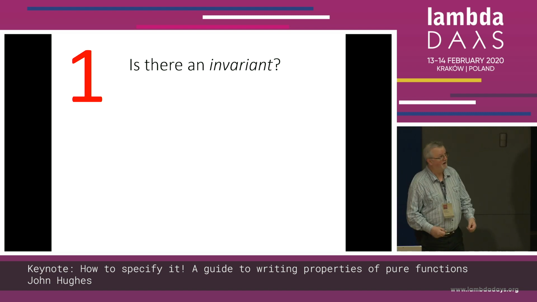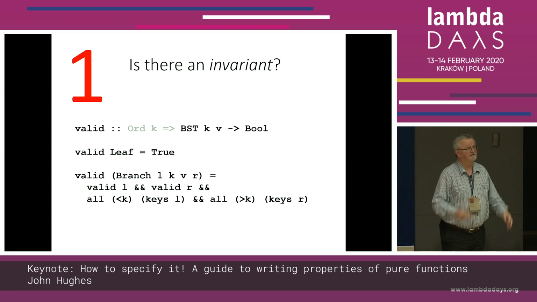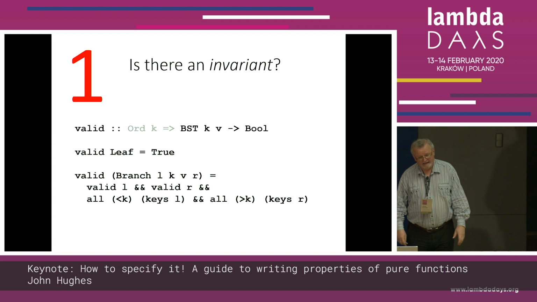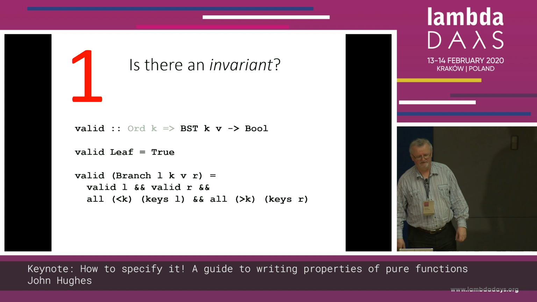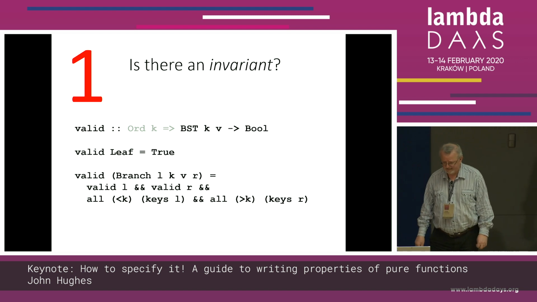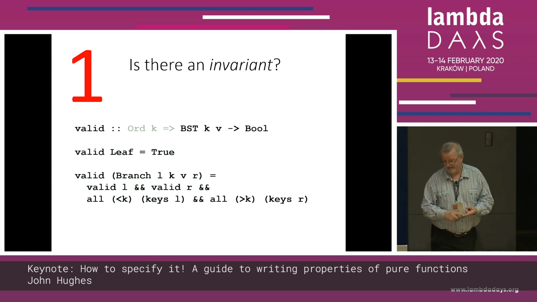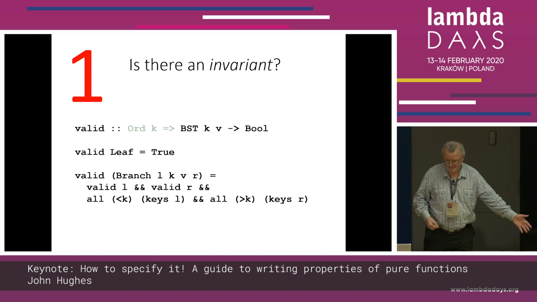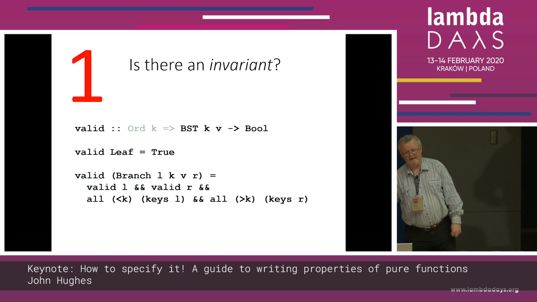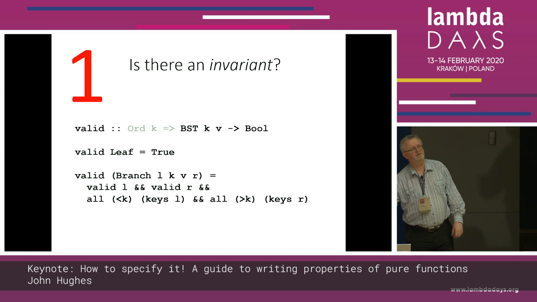And if there's one thing you should remember about binary search trees, it's that, yes, there is an invariant that the trees have to satisfy. And I can easily write a function to check that that invariant holds. I've called it valid. So what does it say? It says, well, a leaf is a valid binary search tree. And when is a branch valid? It's valid if the left subtree is valid and the right subtree is valid. And all the keys in the left subtree are less than the one at the root, and all the keys in the right subtree are greater than the one at the root.